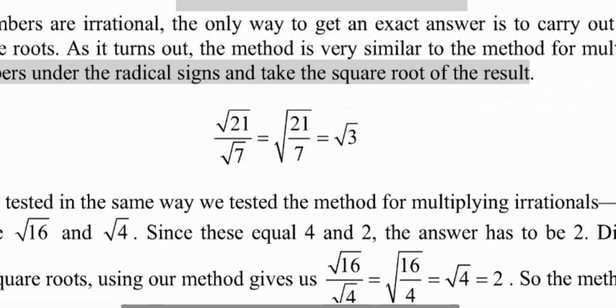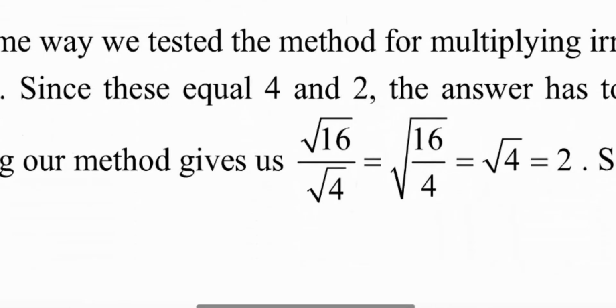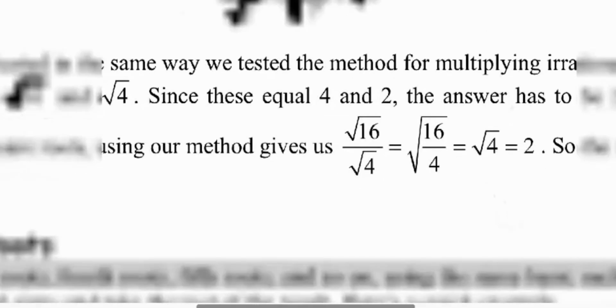Same idea when you're dividing. So if the index matches, you can just combine them and divide. So square root of 21 over square root of 7, you could just say square root of 21 divided by 7, or square root of 3. Square root of 16 divided by square root of 4, same as dividing it. 16 divided by 4 is 4, and that ends up being 2.